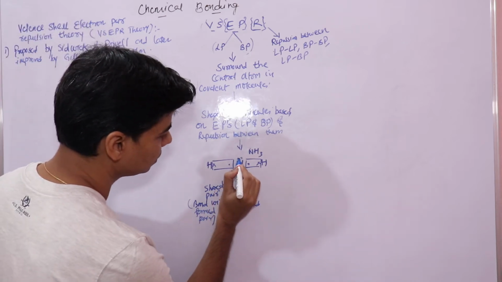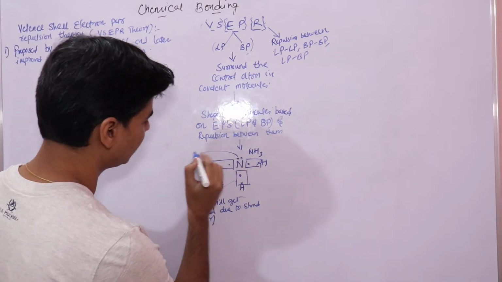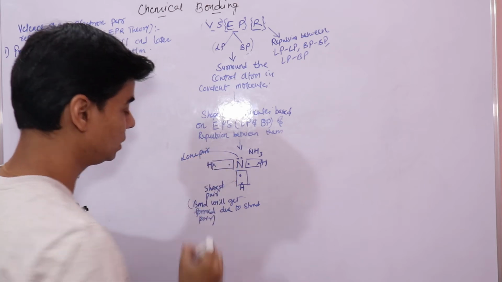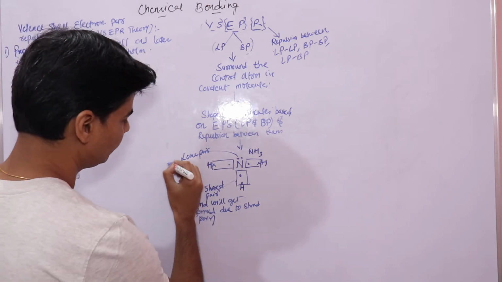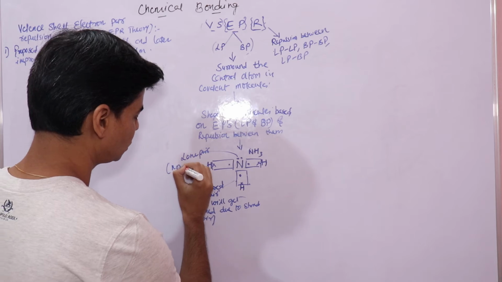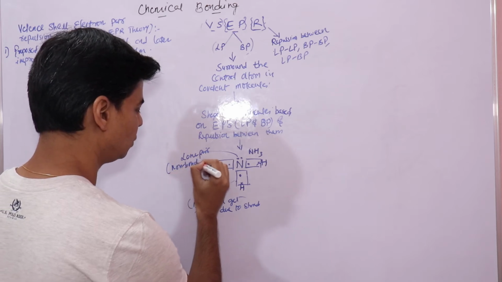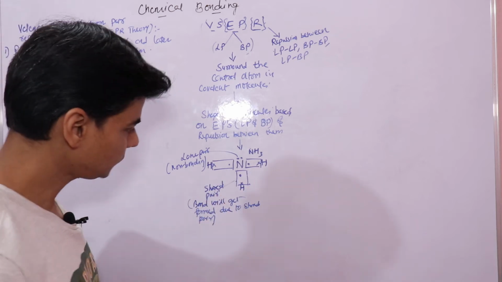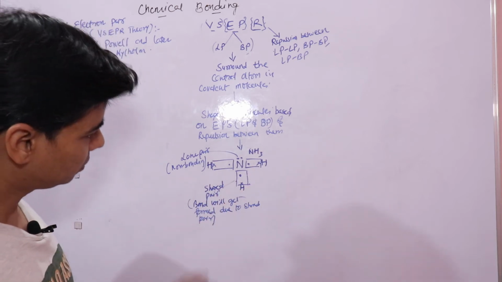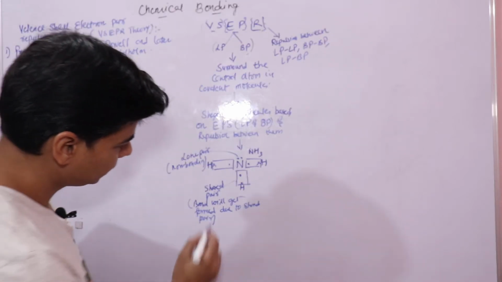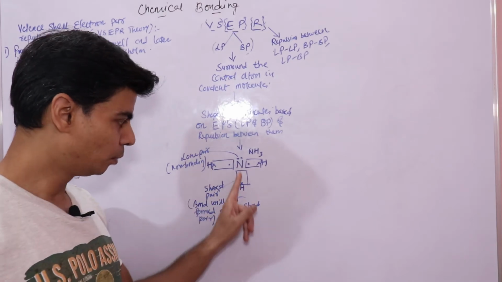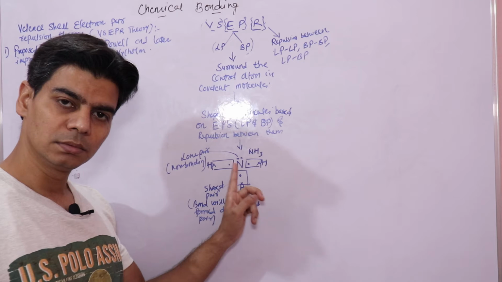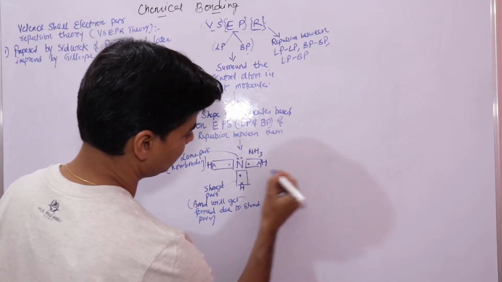So this is known as your lone pair of electrons, which we also call a non-bonding pair of electrons, because this is not involved in bonding, right? Now one important thing about lone pair and shared pair is that this shared pair belongs to both the atoms, while this lone pair belongs to the central atom only, right?